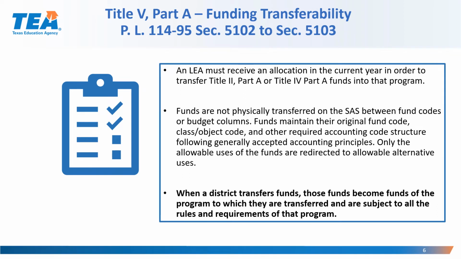Here are some key things to remember about funding transferability. First of all, an LEA must receive an allocation in the current year in order to transfer Title II Part A or Title IV Part A funds into that program. Funds are not physically transferred between fund codes or budget codes. Funds maintain their original fund code, their class object code, and other required accounting code structure, following generally accepted accounting principles. Only the allowable use of funds are redirected to allowable alternative uses.